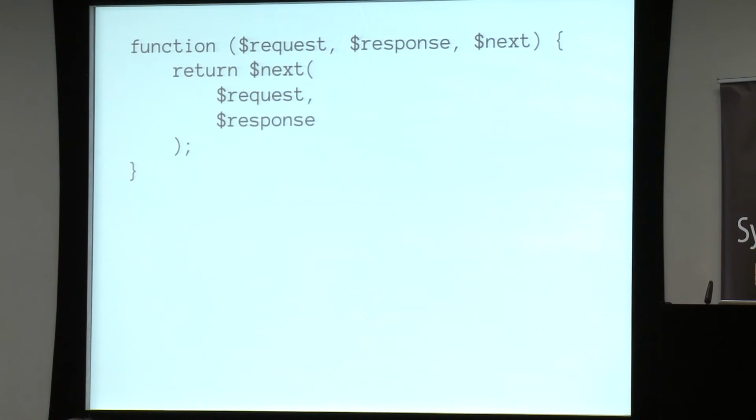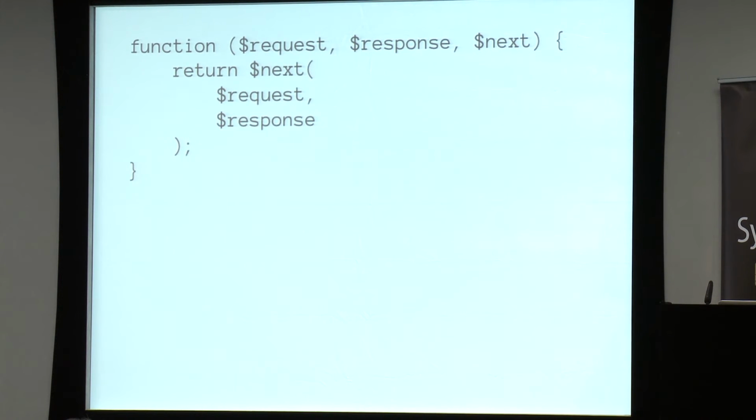This is an example of a middleware signature. It's going to take in a request, a response, and the next thing in the stack that needs to be called. This would be an example of a simple pass-through middleware, where we're just passing request and response into next and then returning the response. So the job of next is to return the response that next created.